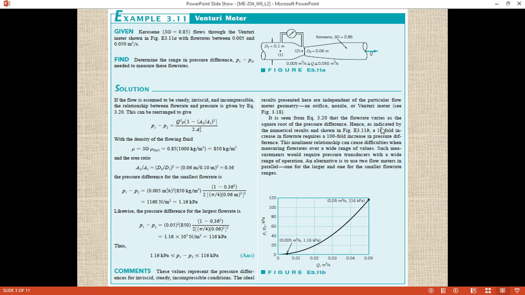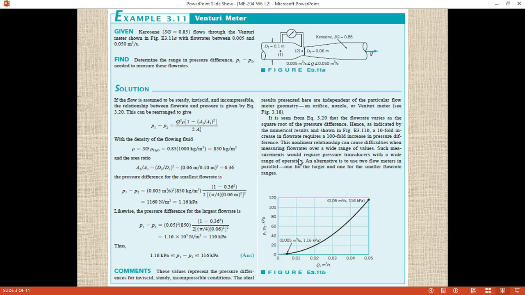This is indicated by the numerical results as shown in figure 3.11b. You can see the flow rate is increasing as the pressure difference is increasing. In the diagram 3.11b, a 10-fold increase in flow rate requires a 100-fold increase in pressure difference. If the flow rate increases 10 times from here to here, the pressure increases 100 times from here to here.